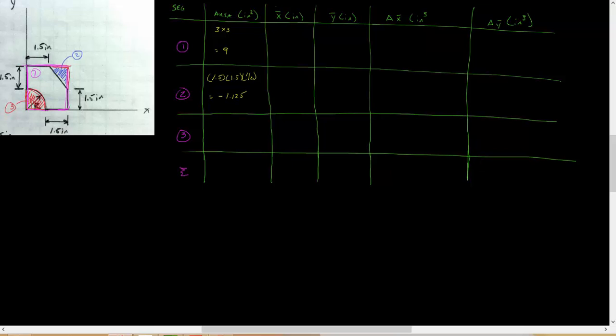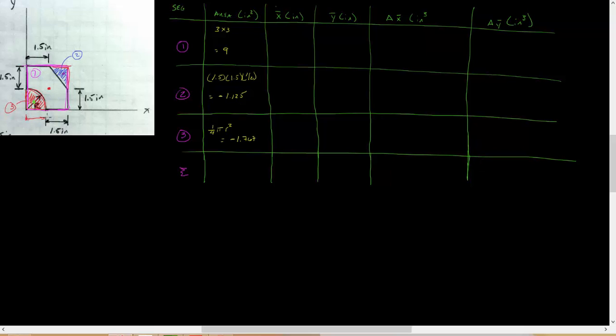And then a quarter circle is going to be 1/4 pi r squared, which I came out to be 1.767, but that's going to be a negative area. And you noticed my negative area here for my triangle. Now let's go into our x bar. My centroid of number 1 is right here. My centroid of number 2 is going to be somewhere over here, and number 3 is going to be somewhere in there, hard to see, sorry.